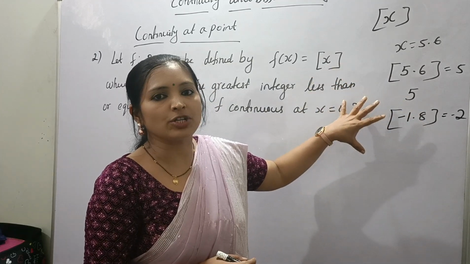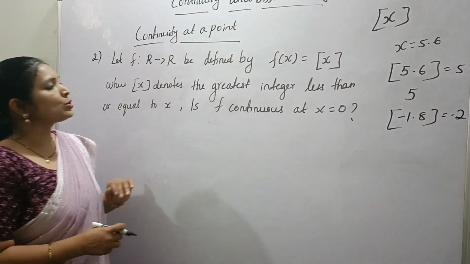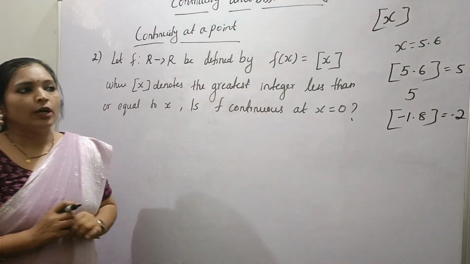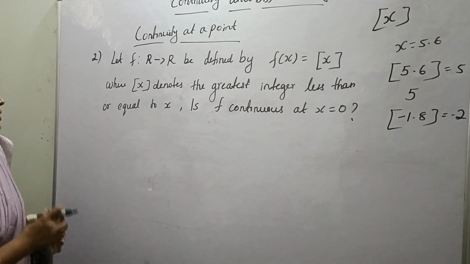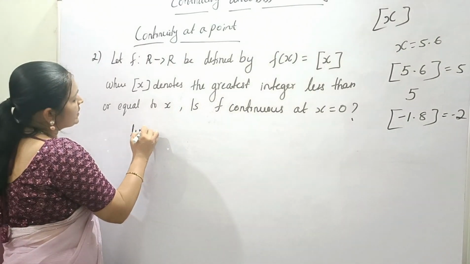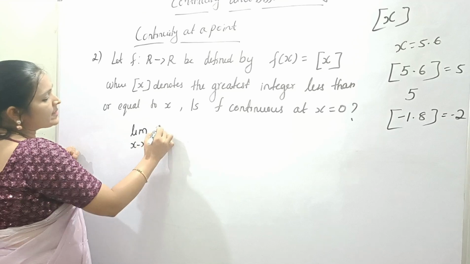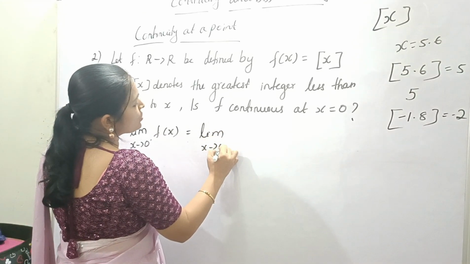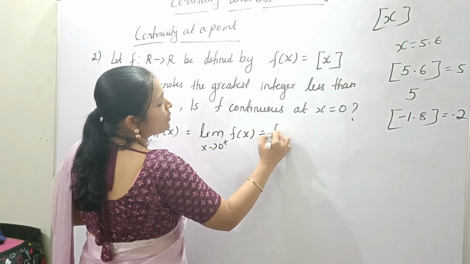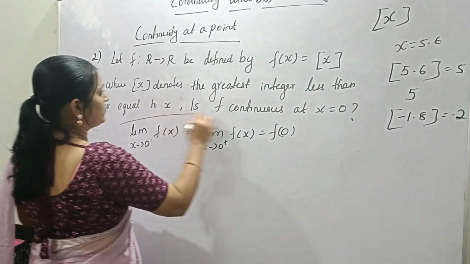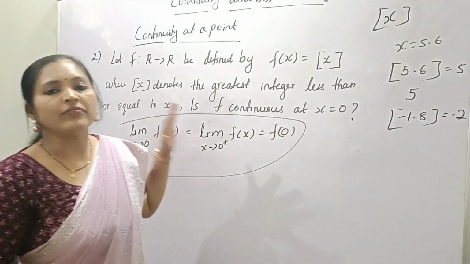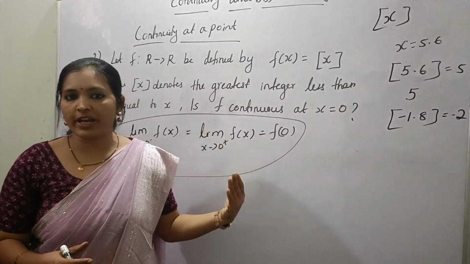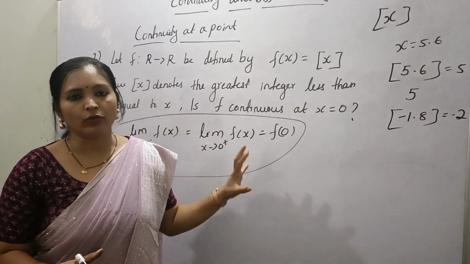That is the greatest integer function. Now come to our definition. We have to determine whether the given function is continuous. Our definition is: limit x tends to 0 minus f of x is equal to limit x tends to 0 plus f of x is equal to f of 0. If we get this, then we say the given function is continuous. So for that we have to find the left hand limit, the right hand limit, and then the value of the function.